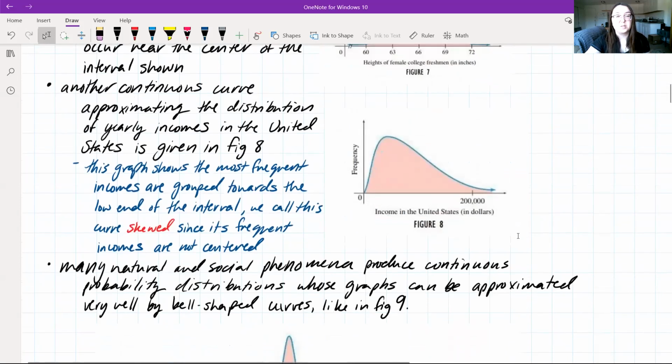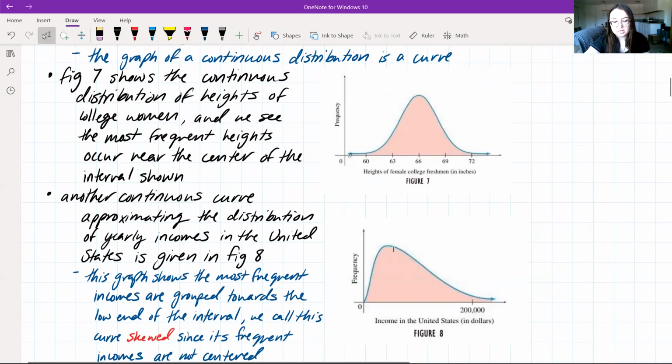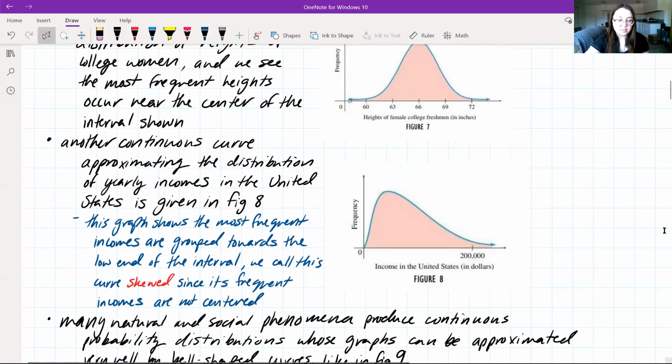Another continuous curve, approximately the distribution of yearly incomes in the United States, is given in figure 8. So between figure 7 and figure 8, we see that the peak is much more towards the left side, or whatever value right around here would be. So we would see that this is going to be the most frequent area that we have. Instead of having it in the center, now it's definitely more towards the left. So we would say that this graph shows the most frequent incomes are grouped towards the left end of the interval, and we call this curve skewed since its frequent incomes are not centered.